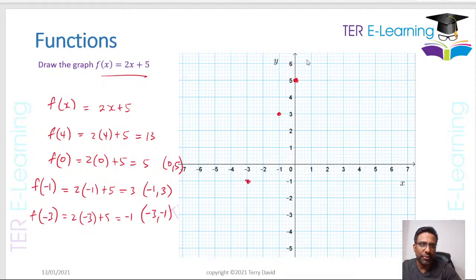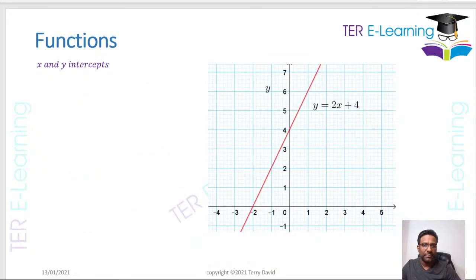So all you do now is draw a straight line that passes through these points. You use a long ruler in the exam and you draw a straight line. So this function that we've drawn here is actually 2x plus 5. So you have to be able to plot a straight line graph in the exam.